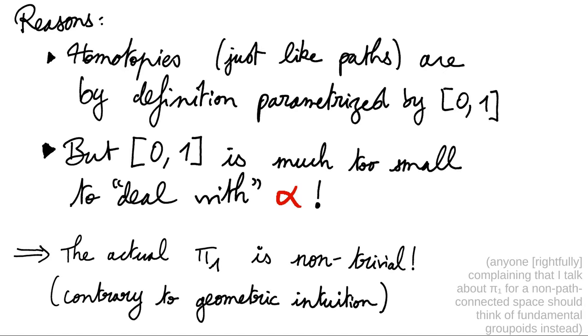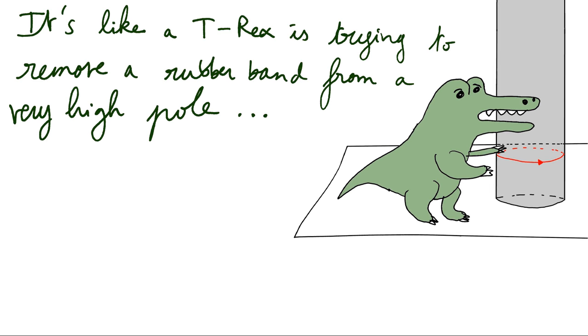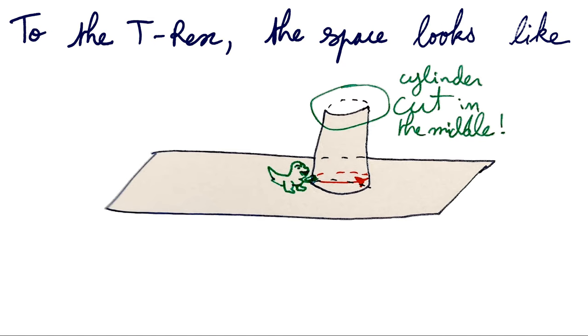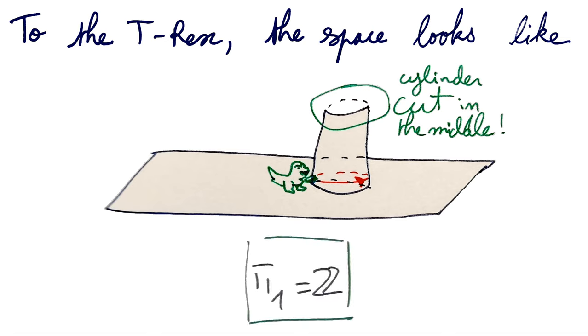A funny metaphor to visualize this phenomenon is the following. Imagine that there's a very tall cylinder, with a rubber band wrapped around. Then, maybe you could remove that rubber band using your hands, but the T-Rex may not because its arms are too short to reach the top of the cylinder. From the T-Rex point of view, it's like the top of the cylinder doesn't even exist, as if the cylinder was cut in the middle, and in that case the space you see is basically a circle. So the fundamental group of the path-connected component of the T-Rex is Z, it's non-trivial.